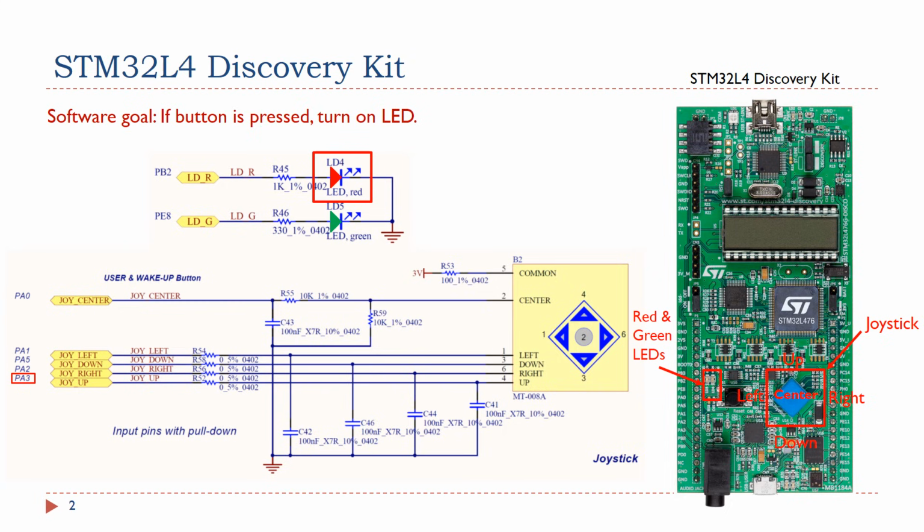On the STM32L4 Discovery Kit, there are two LEDs, and a joystick with 4 push buttons. Suppose we want to develop a software program. If we press a button, the software turns on the red LED.